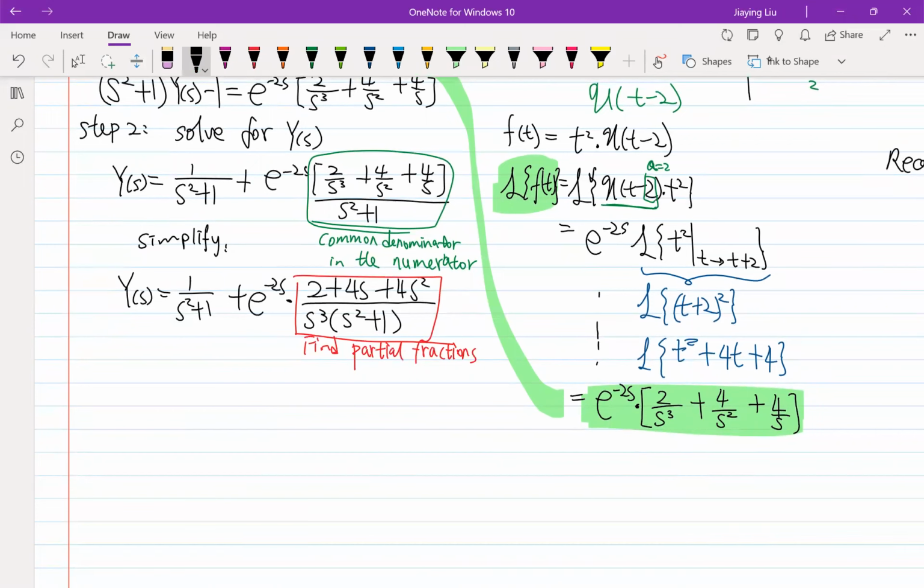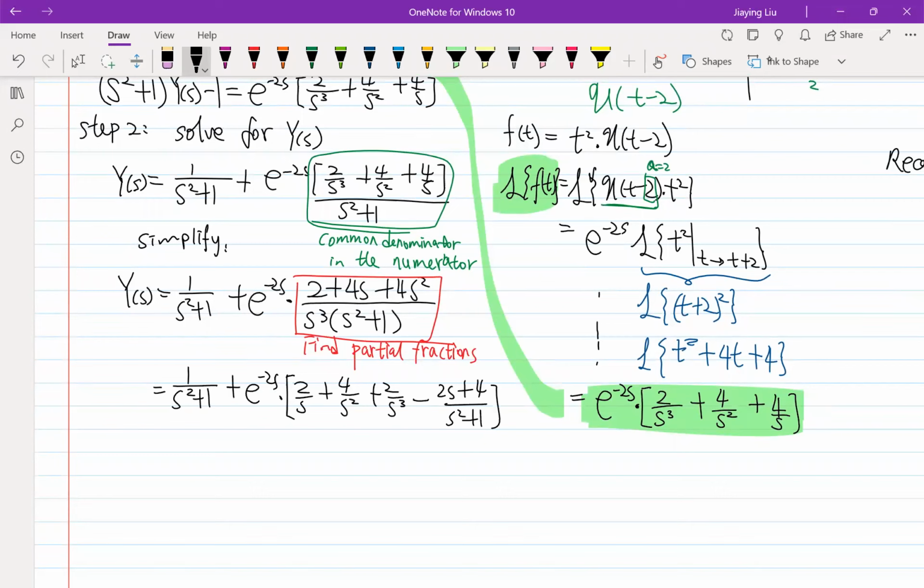So again, I'm not going to show all the detailed work. I'm just going to jump into the final answer after finding partial fractions. So that's 1 over s squared plus 1, which doesn't change, plus e to the negative 2s, which doesn't change. And the fraction becomes 2 over s plus 4 over s squared plus 2 over s cubed, and then minus (2s plus 4) over (s squared plus 1).